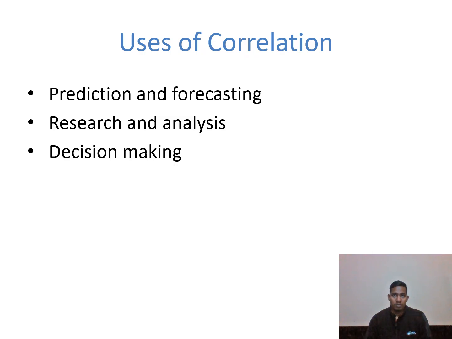Now we will discuss the uses of correlation. Correlation is used in prediction and forecasting. It helps in research and data analysis. It supports decision making in business, economics, and education.